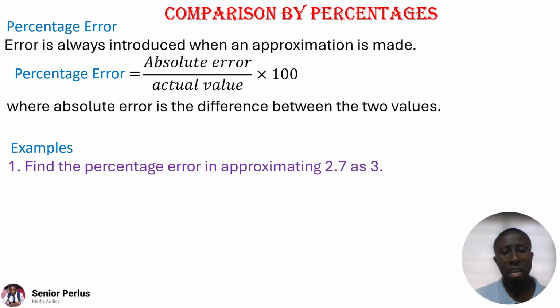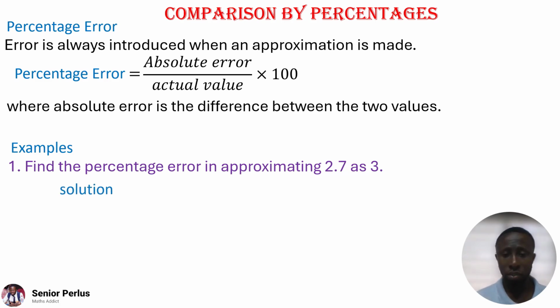find the percentage error in approximating 2.7 as 3. So the person just approximated 2.7 as 3. There's an error. Okay, there will be an error. So we want to get the error margin there. So you have a question in exams, then you had 2.7, then you just approximate it as 3. It will affect your final answer. Yes, good. So there's an error.